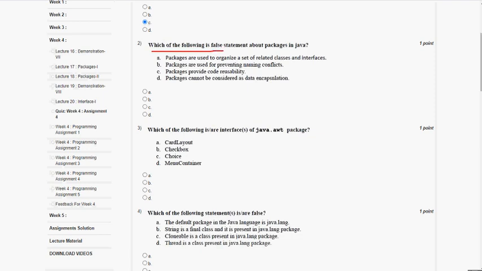which of the following is false statement about packages in Java? So the answer is option C, packages provide code reusability. So it is the false statement, so it is the correct answer for second question, that is option C.